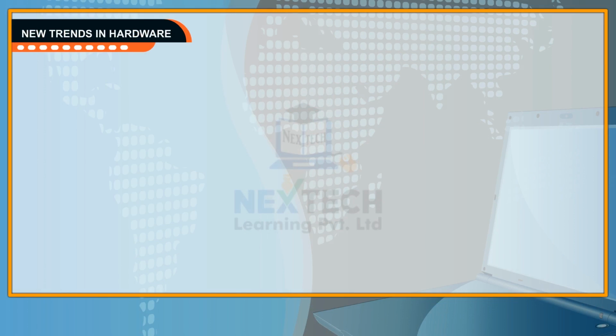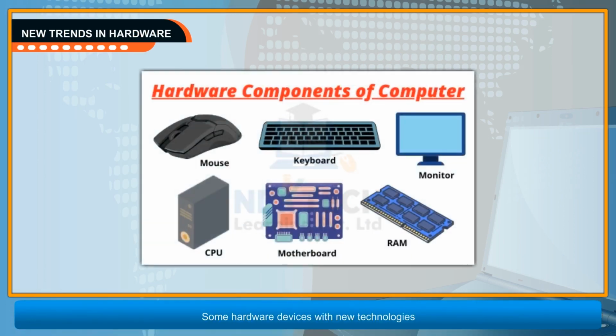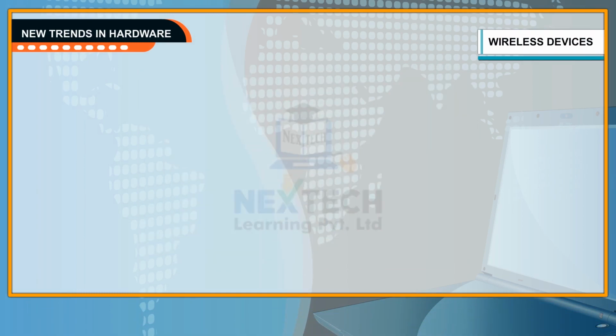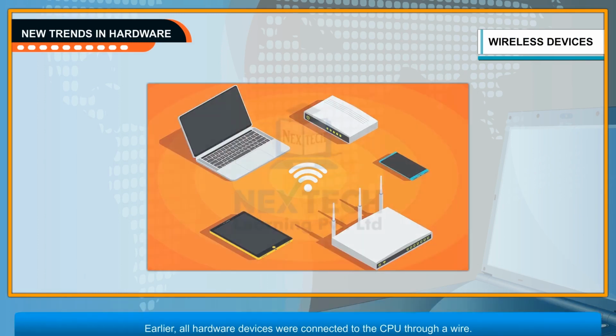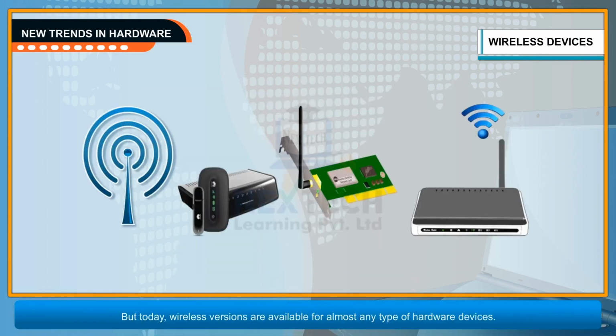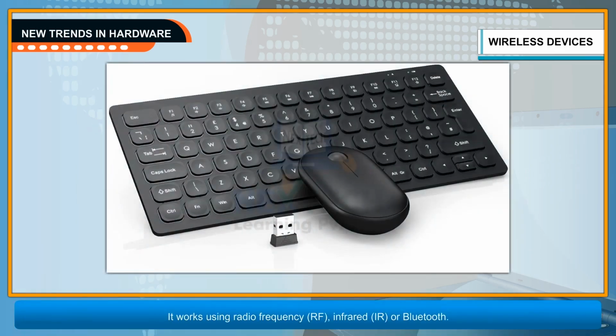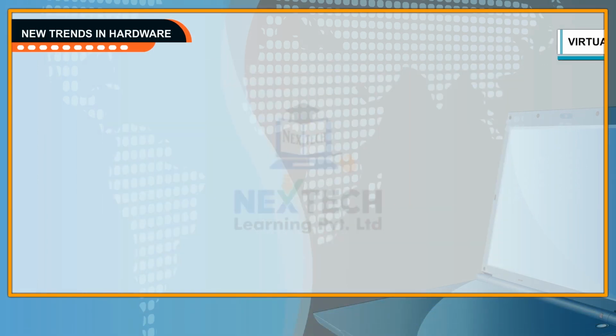New trends in hardware. Some hardware devices with new technologies are already available, and some are under the process of development. Let us discuss a few of them. Wireless devices. Earlier, all hardware devices were connected to the CPU through a wire. But today, wireless versions are available for almost any type of hardware device. It works using radio frequency, RF, infrared, IR, or Bluetooth.